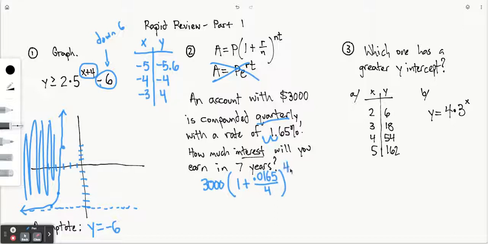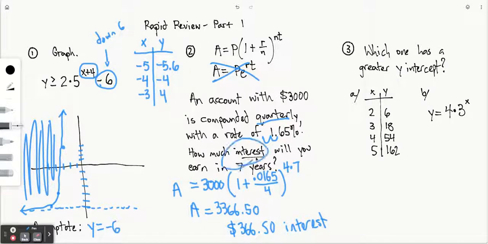And I would do an exponent of 4 again, times 7. If you type this into the calculator, you'll get your final amount. Final amount on this one ends up being 3366.50, which would mean if you subtract that from your initial 3,000, that's going to be $366.50 in interest. So make sure you always answer the question.